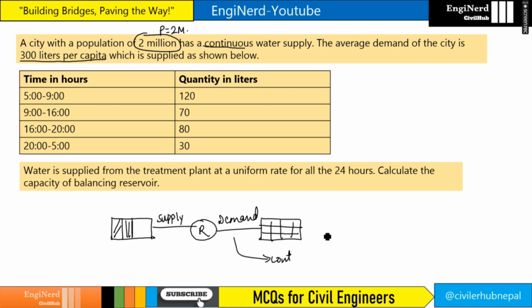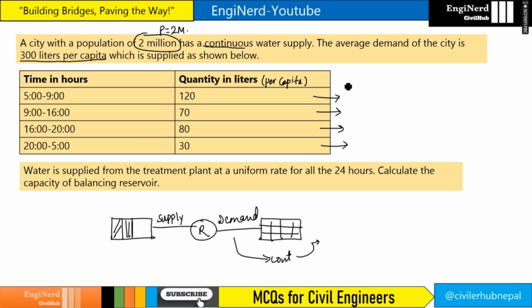Now in the demand part, it is a continuous system and it is given by this particular table, right? So how to calculate this from the table? If you see here, this 120 is for one person, 120 liters per capita. So we need to calculate for these time frames, for 2 million people.